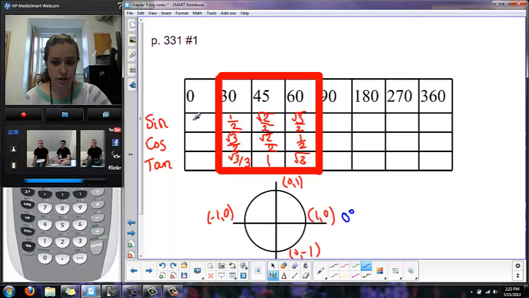Sine of 0 degrees is 0. The cosine of 0 degrees is 1. Now I'm going to look up here at 90. My sine is 1. My cosine is 0.